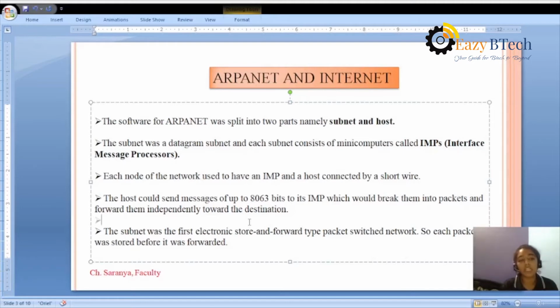The subnet was the first electronic store-and-forward type packet switching network. So each packet was stored before it is forwarded. While we are using a subnet, which is a collection of IMPs, each and every IMP stores the data packet and forwards it to the switched network. Whichever network the particular IMP is switched to, the packet will be forwarded to that network. So each packet was stored and then it was forwarded.